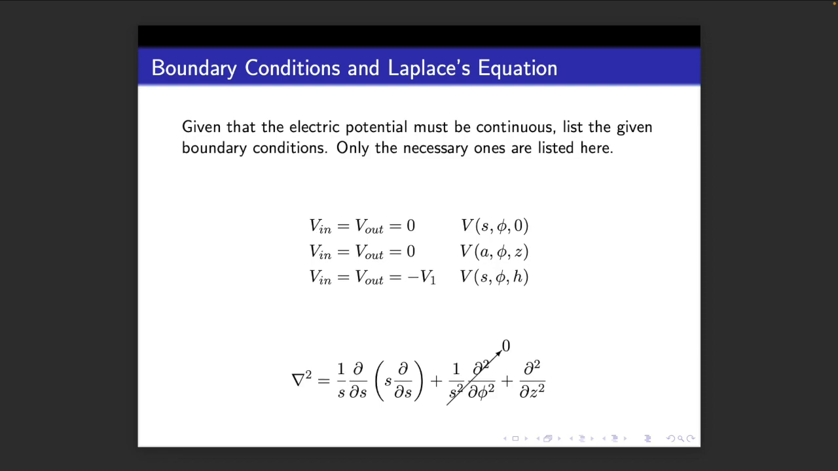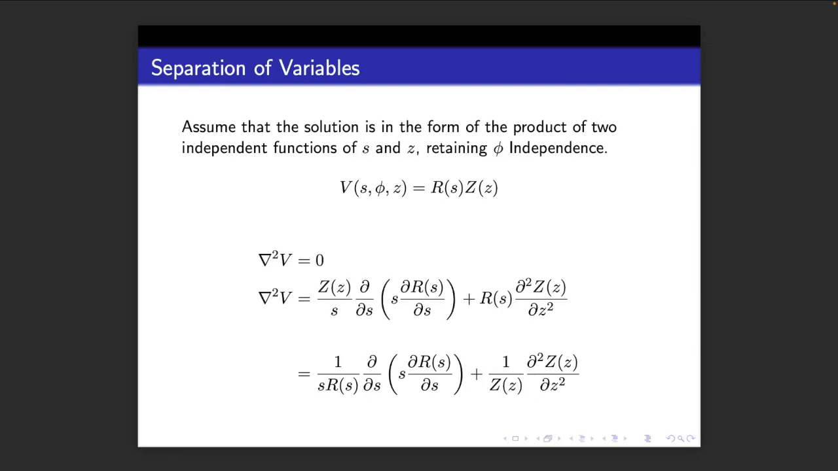However, we know that this term goes to 0 because our solution should theoretically be phi independent, as our potential should not depend on where we are, meaning that we have azimuthal symmetry, I believe. Going over the next couple steps, we can assume that the solution is in the form of the product of two independent functions, the first a function of s, the second a function of z.